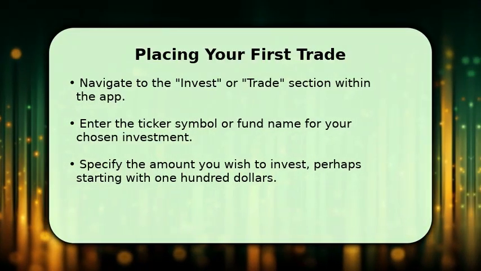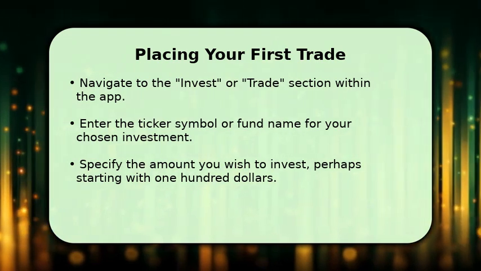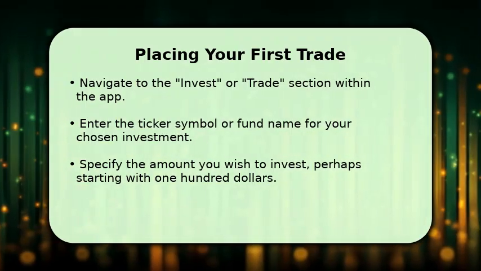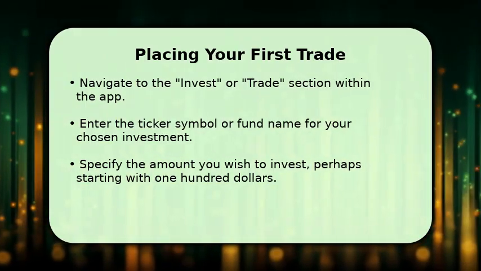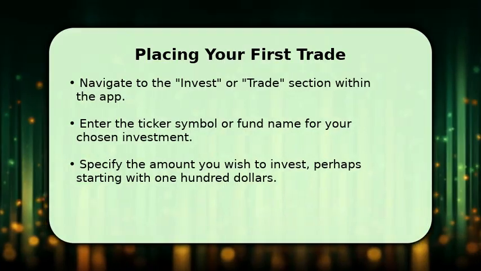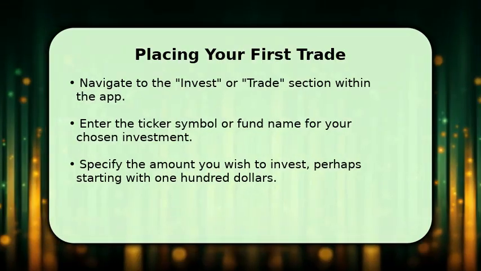Now that you have selected your investments, it is time to place your first trade. Head over to the Invest or Trade section within the Vanguard app. You will then enter the ticker symbol or the full name of the fund you wish to purchase. Carefully specify the amount you want to invest. For example, you might start with $500. Review your order details thoroughly before confirming your transaction.